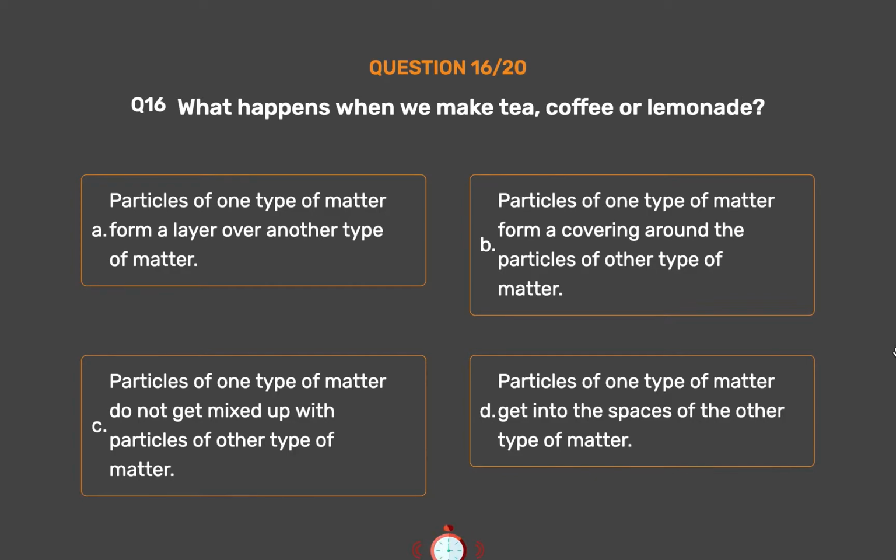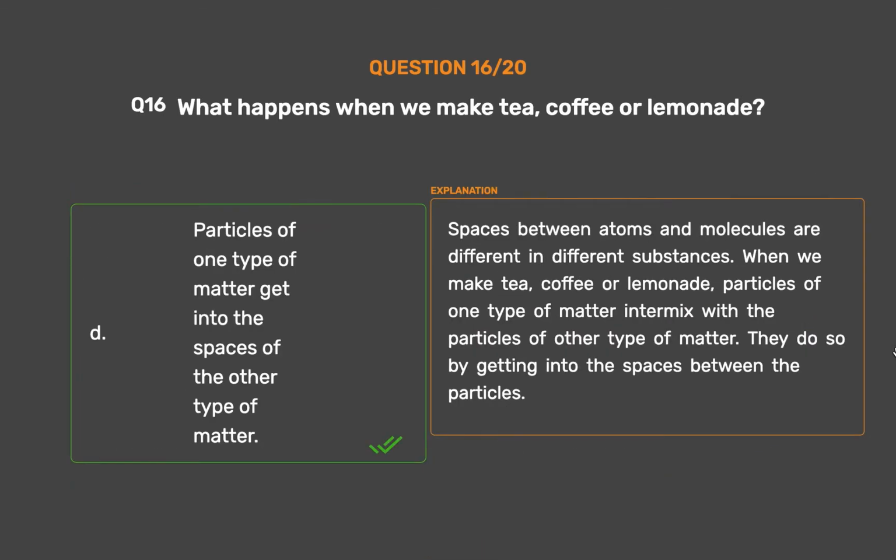The correct answer is option D. Particles of one type of matter get into the spaces of the other type of matter. Spaces between atoms and molecules are different in different substances. When we make tea, coffee or lemonade, particles of one type of matter intermix with the particles of other type of matter. They do so by getting into the spaces between the particles.